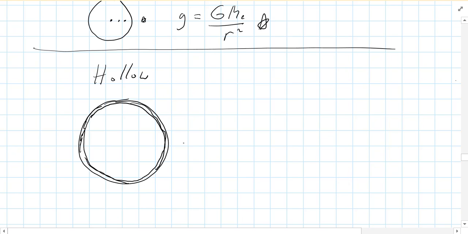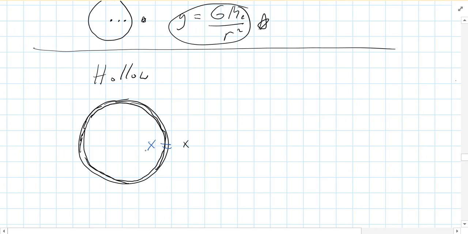Now, if you are standing outside the Earth, you would not know the difference as far as gravity goes. You would not feel any different. So if the Earth were hollow or solid, as long as it had the same mass, g would still be this equation up here, and at the surface of the Earth, g would still be 9.8 meters per second squared.